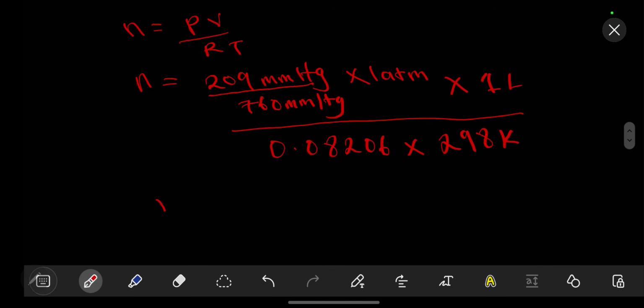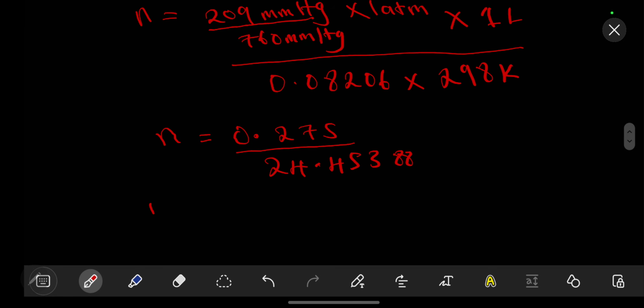So when we multiply, the number of moles is equal to 209 divided by 760, which is 0.275. Then we divide this by 0.08206 times 298, which gives us 24.45388. When we divide this, our number of moles will be 0.01125 moles.